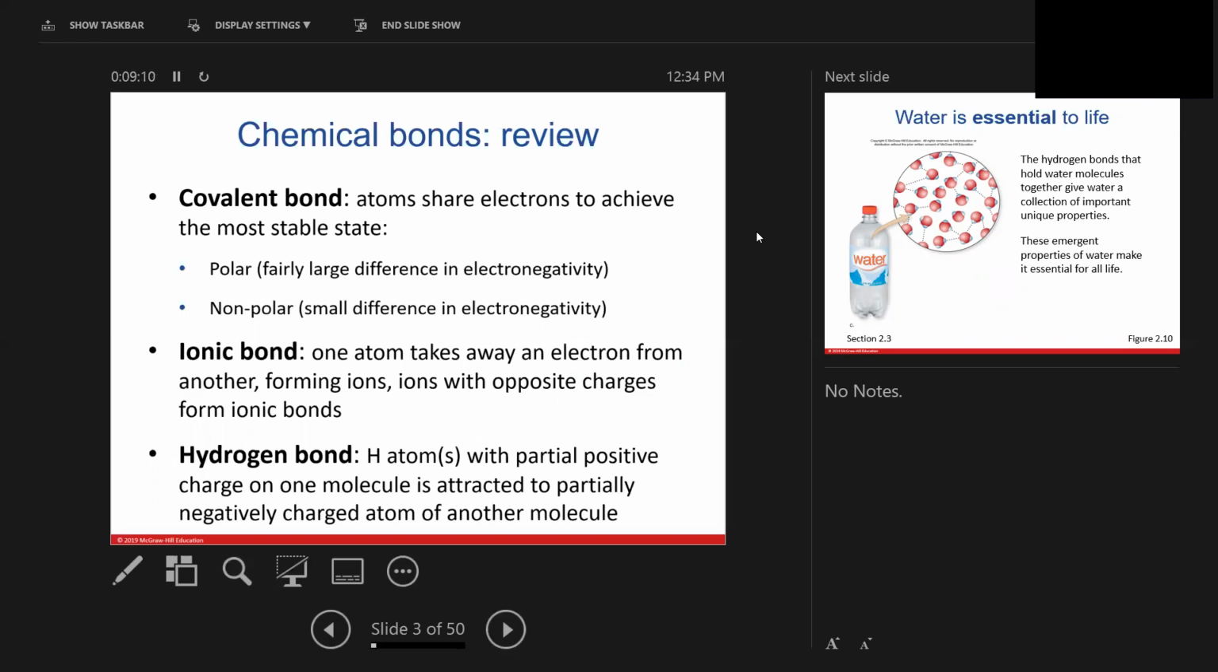And that's going to be things like water. And you can have nonpolar, where there's extremely small differences in electronegativity. And that's something like methane, where you're going to have a carbon atom with 4 hydrogen atoms on the outside.